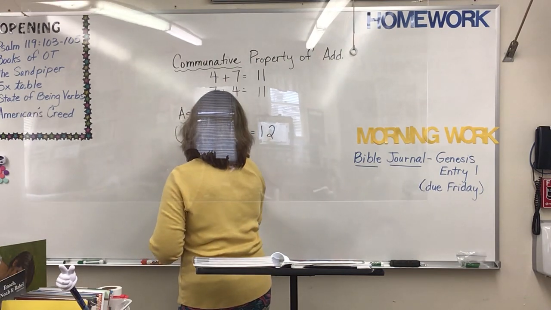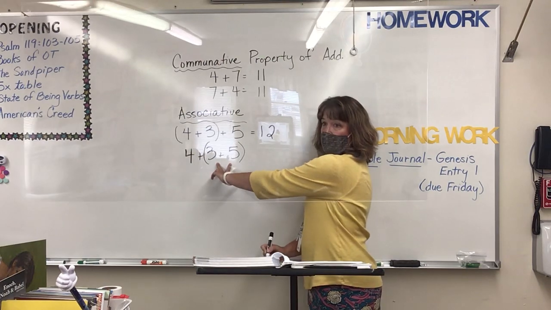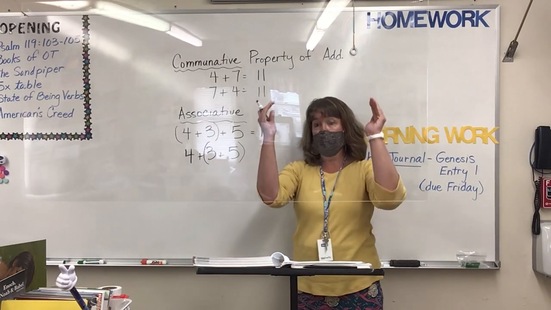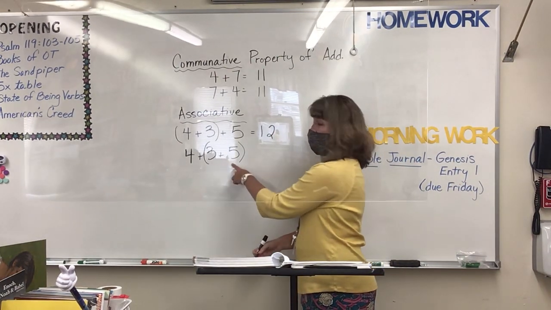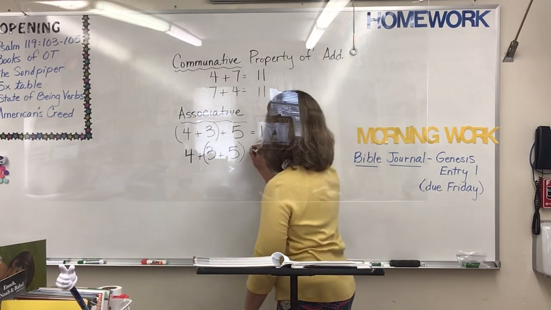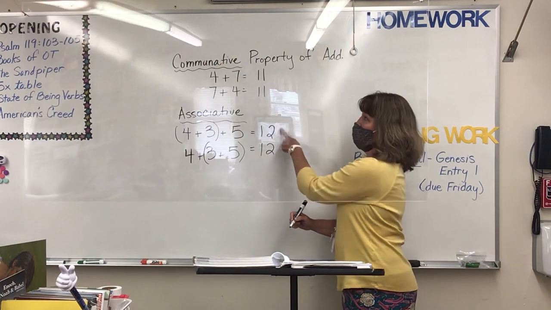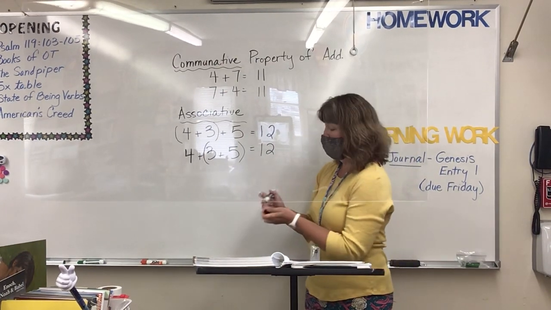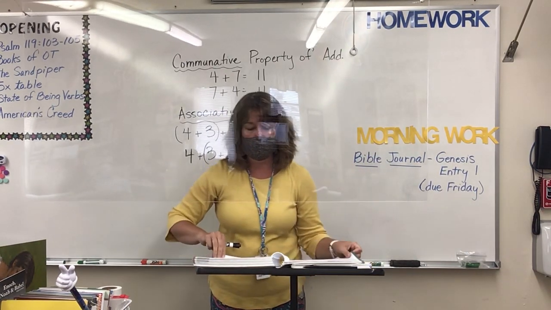Now, if I'm going to have the same numbers, but this time I'm going to associate these two together. That means I'm going to add these first, because you always add what's in the parentheses first. So, what's 3 plus 5? 8. And what's 8 plus 4? 12. So, they should have the same answer. That's what the associative property of addition is. And it can also apply to multiplication.